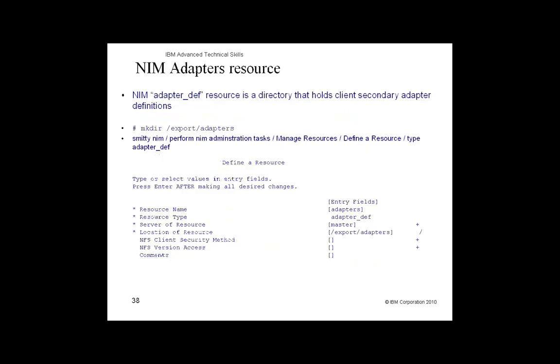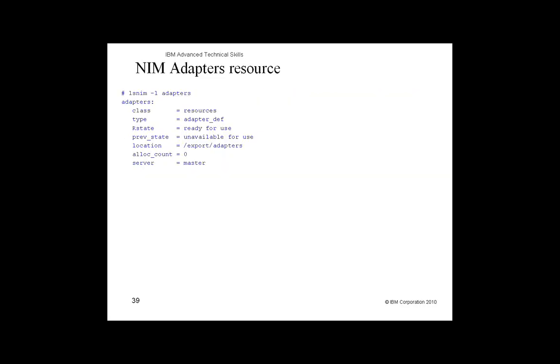So the way I do this, I define an adapter_def resource for NIM. I made my directory, then I smitty nim, manage, define an adapter_def. And I just said call it adapters, and the location is /export/adapters. When he's configured, I can lsnim -l and see that, yeah, there's a NIM resource there, just like I thought.